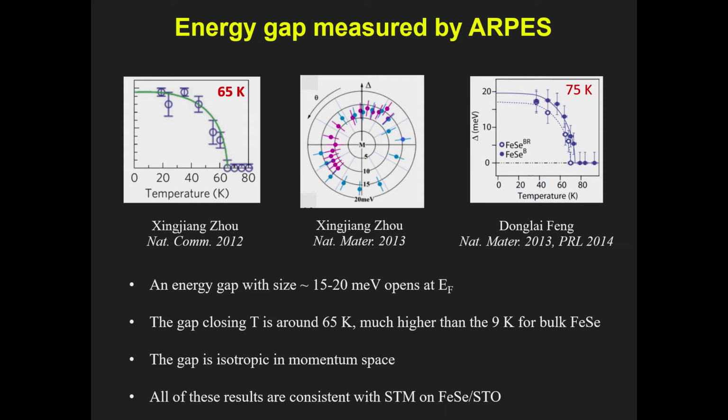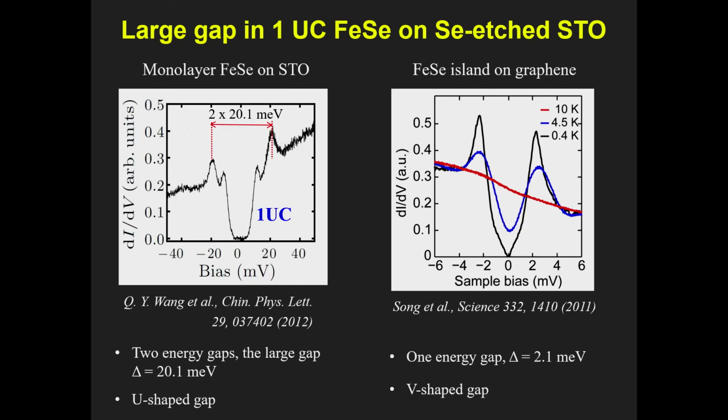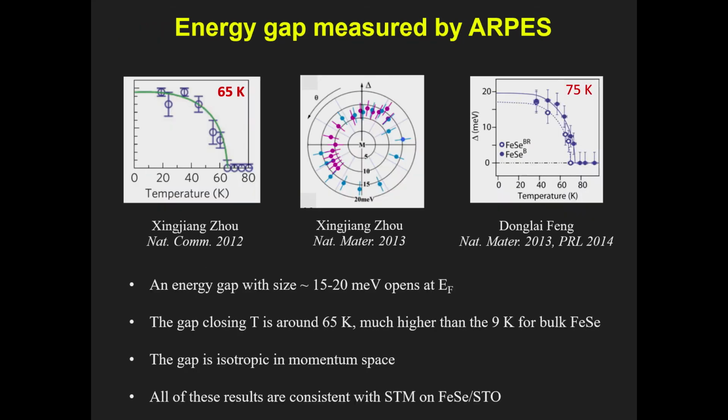All of these discoveries by STM have later on been confirmed by ARPES experiments. For example, this is the work by Xingjiang Zhou's group and also Donglai Feng's group. You can see a gap opening at around 65 to 75 Kelvin. If you compare this gap size, it increased by 10 times. And the TC of iron selenide is about 8 Kelvin. So by simple counting, you would expect something around 70 Kelvin TC, and that's exactly what is observed by ARPES. Also the gap size in both experiments is between 15 to 20 meV. That's also very consistent with STM.